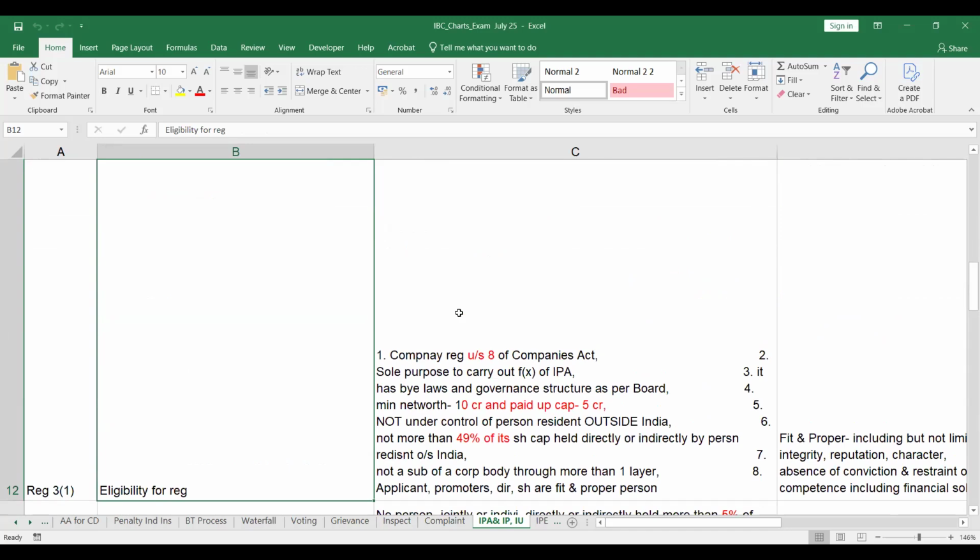Now, what are the eligibility requirements for an IPA to be registered with the board? If you are an insolvency professional agency, as we know, there are only 3 insolvency professional agencies. So what are the basic requirements? These are given in regulation 3(1) of the IPA regulations. First of all, it should be a company registered under section 8. It should be a section 8 company. Second, its sole purpose should be to carry out the functions of an IPA. Third, it has its bylaws and governance structure as per the board.